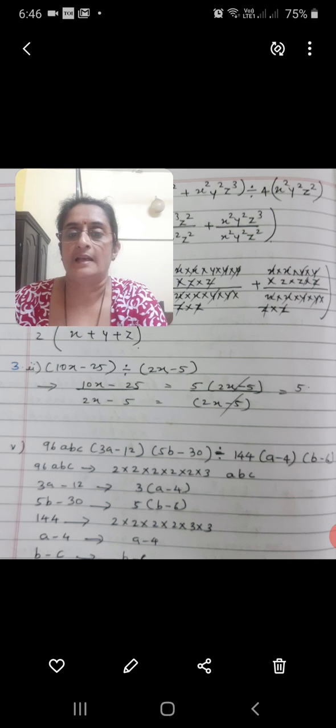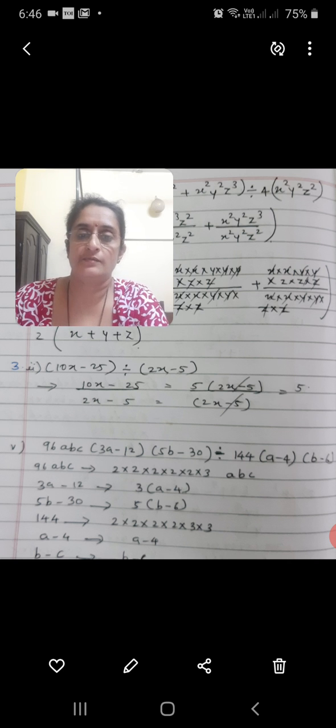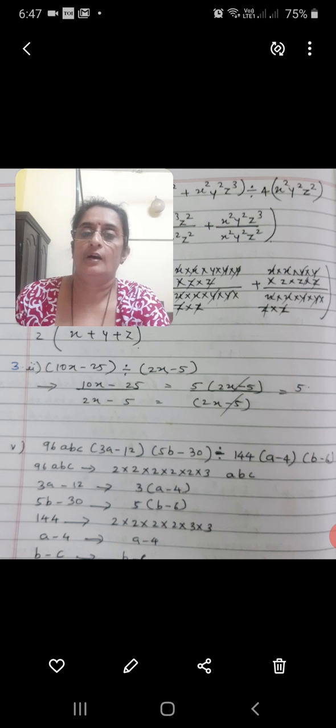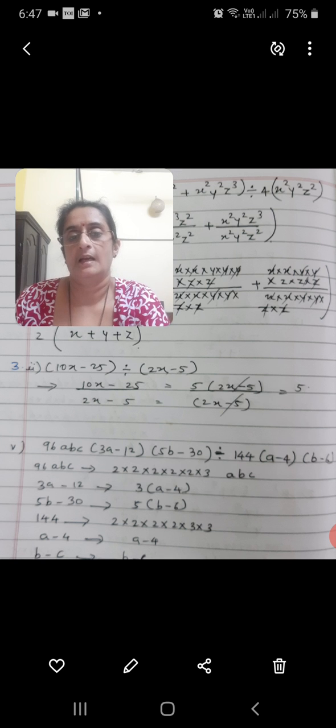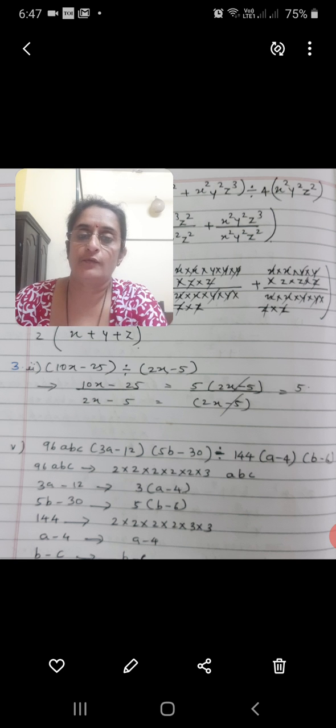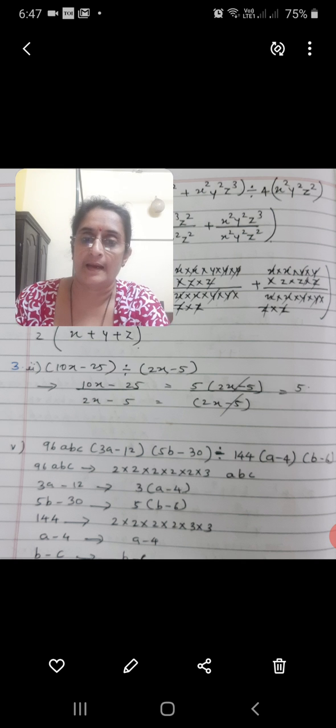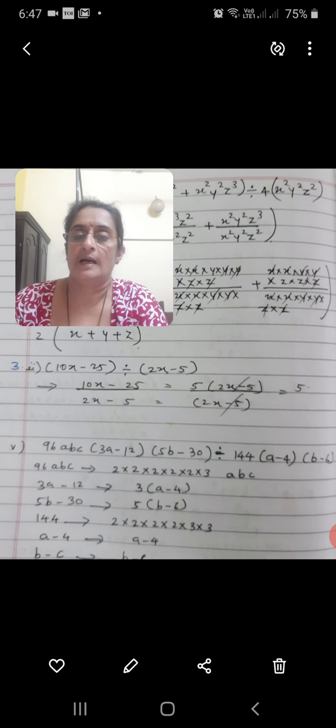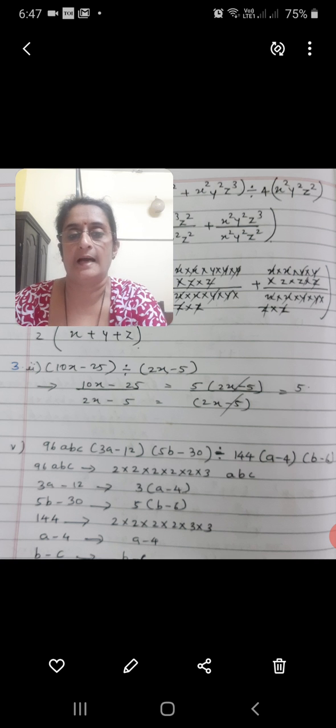So 10x minus 25 divided by 2x minus 5. We are going to write it in fraction form, how we write the division. So 10x minus 25 by 2x minus 5. Now we'll consider the first term. Whatever is common between them, as we did in the previous exercise, we'll take common. From 10x minus 25, 5 is common. When you take 5 common outside the bracket, 2x minus 5 will remain in the bracket. And down in 2x minus 5, nothing is common, so we'll keep it as it is.